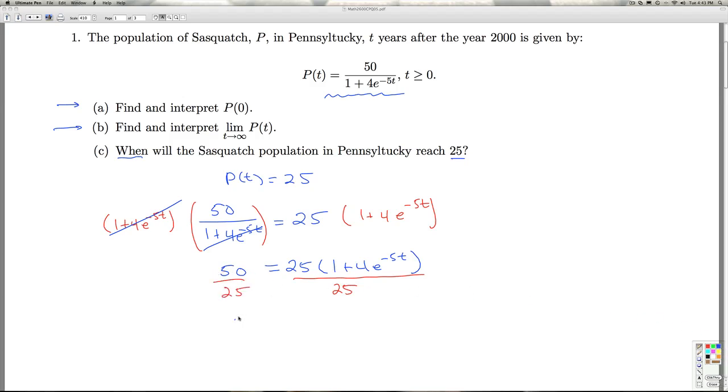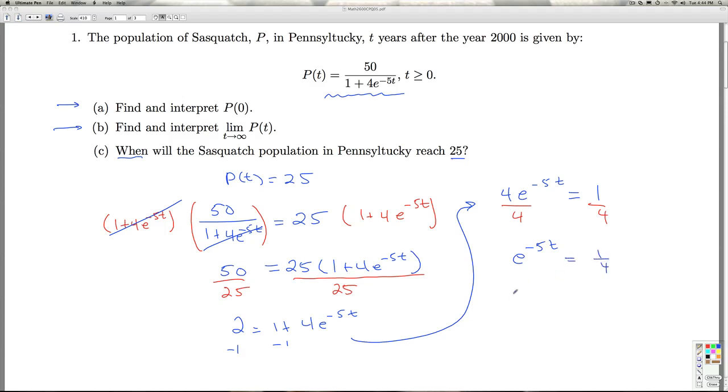So now I'm down to 2 equals 1 plus 4e to the negative 5t. Once again, I'm solving for t. I'm trying to get t by itself. So now I'll subtract the 1 off both sides to get the exponential piece by itself. And so I get 4e to the negative 5t is equal to 1. Now I'll divide both sides by 4. So I get e to the negative 5t is 1/4.